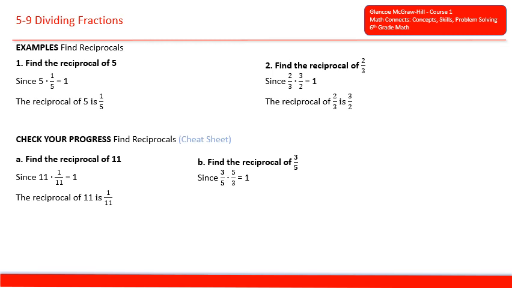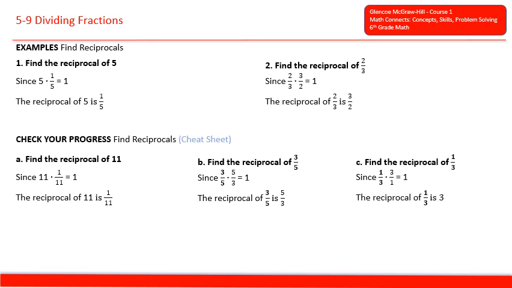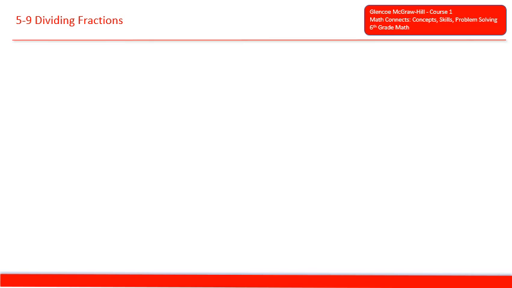Find the reciprocal of 3/5. So 3/5 times 5/3 equals 1, so the reciprocal of 3/5 is 5/3. And find the reciprocal of 1/3. Since 1/3 times 3 over 1 equals 1, the reciprocal of 1/3 is 3. We could say it's 3 over 1, which is an improper fraction that we would then rewrite as the whole number 3. You can use reciprocals to divide fractions.